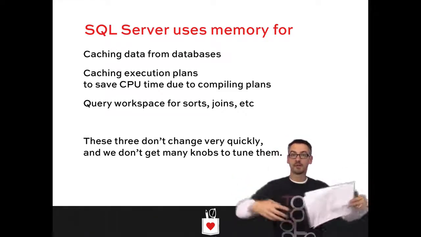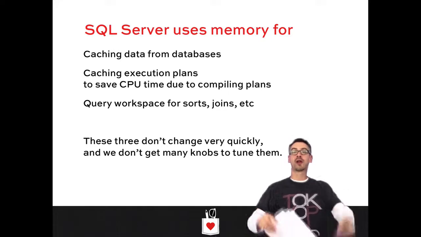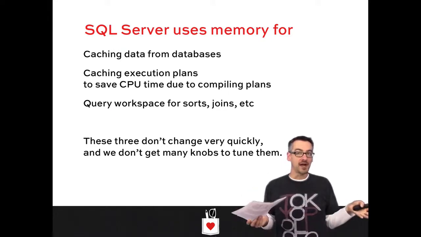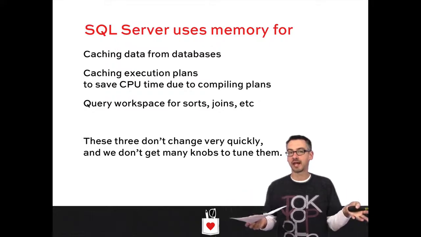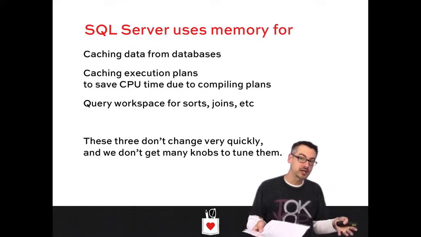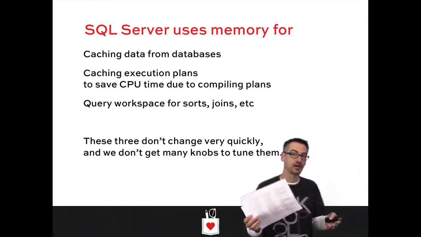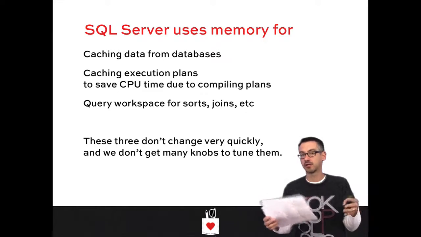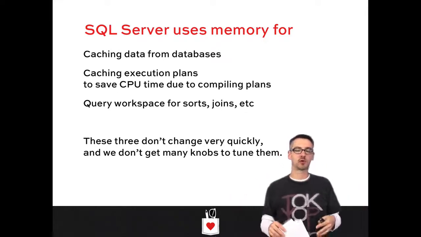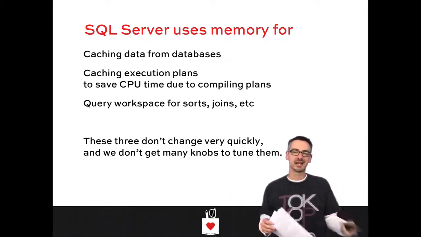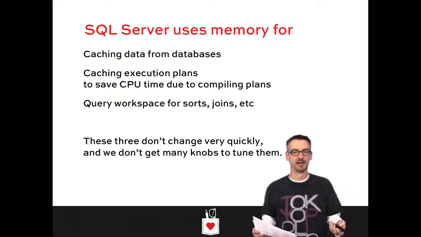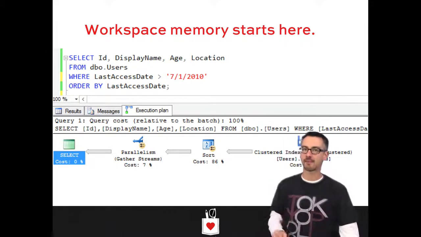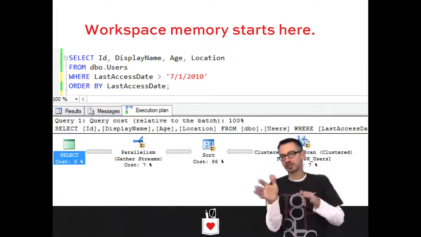When I want to go join a bunch of indexes together, or when I want to do sorting, I need RAM in order to pull that off. And if I have a SQL Server with, say, 128 gigs of RAM, maybe 100 gigs of it is dedicated to caching raw data. Maybe 10 gigs is used for caching execution plans. Maybe 20 is used for query workspace. I don't really get any knobs to tune that. So I gotta be as proactive as I can to make sure that I get my query estimates as close as I can get.